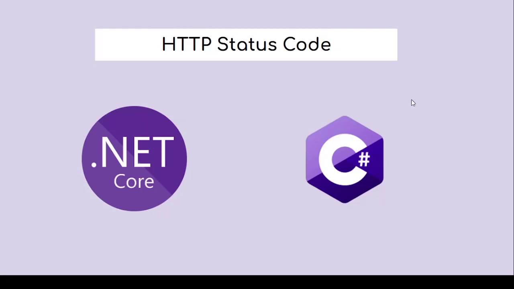Hello friends, in this video we are going to discuss what is HTTP status code. The HTTP status code is also one of the important components of HTTP response. The status code is issued from the server and it gives information about the response. Whenever we get any response from the server, in the HTTP response we must have one HTTP status code.